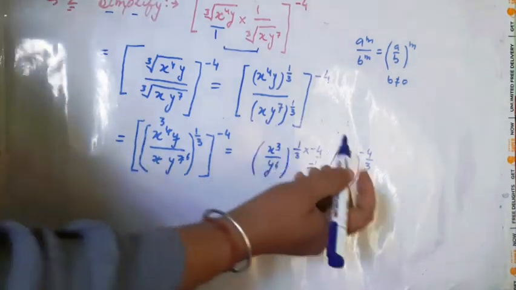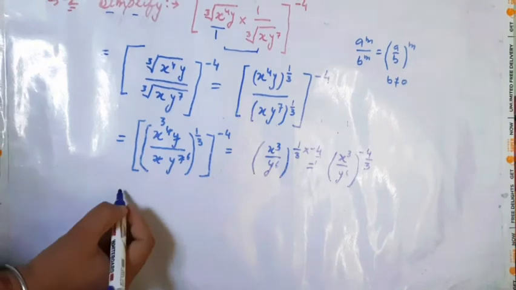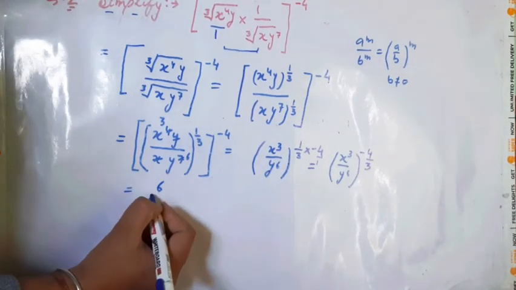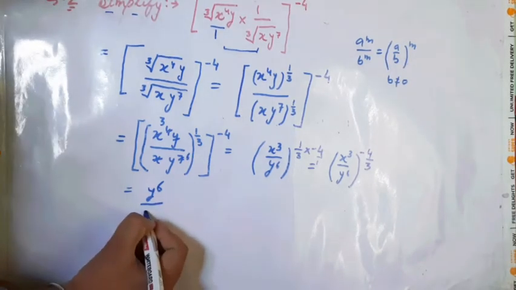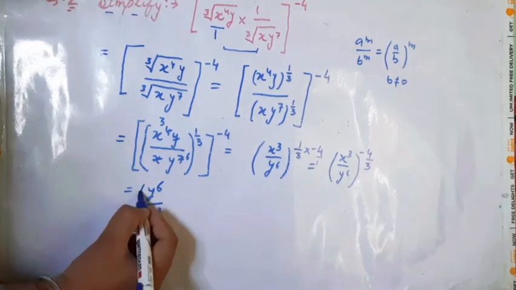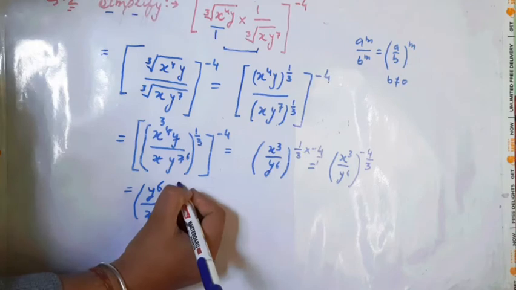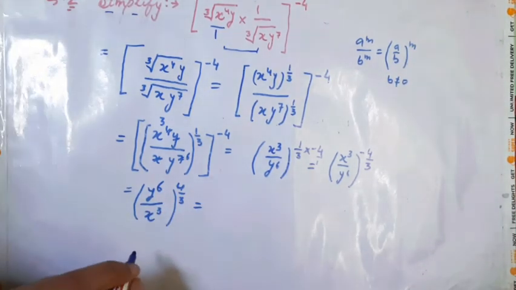Now the power is negative, to make it positive we have to take the reciprocal of base. So reciprocal of base will be y raised to power 6 upon x raised to power 3, and now the power will be positive, this is 4 upon 3.